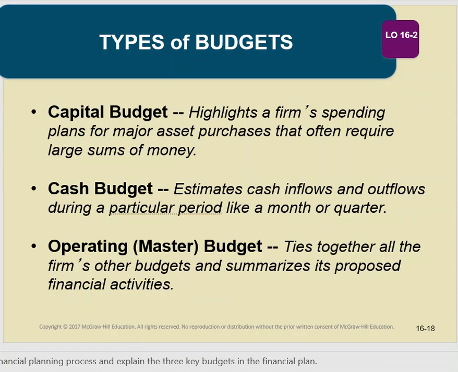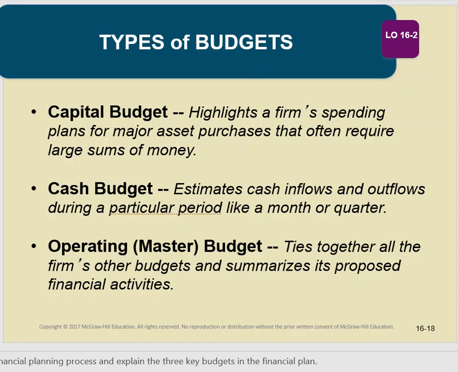There are different types of budgets. The first type of budget is a capital budget that highlights the company's spending plans for such things as major asset purchases, and usually that require large amounts of money in order to purchase. A cash budget, again, estimates the cash inflows and outflows during a particular period, such as a month or a quarter. Both the capital budget and the cash budget tie into the master budget that ties together all the company's other budgets and summarizes financial activities.